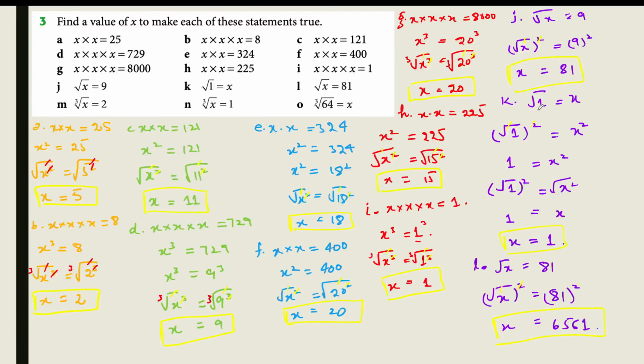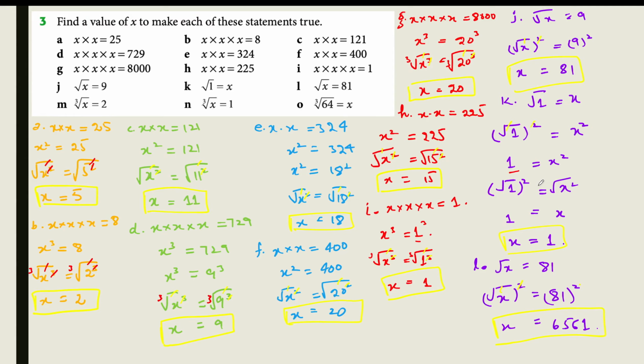This part, square root of 1 is equal to x. So again we take square on both sides. It will be the square of square root 1, and for x, when we take the square it will become x square. The square gets cancelled with the root, and we get 1 is equal to x square.